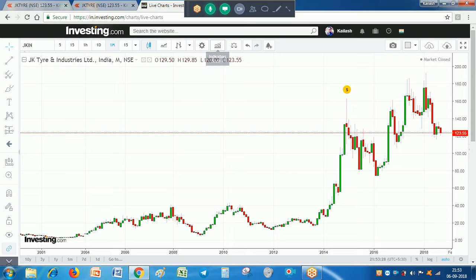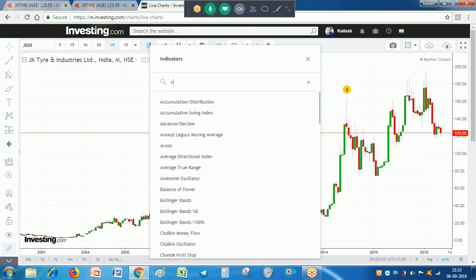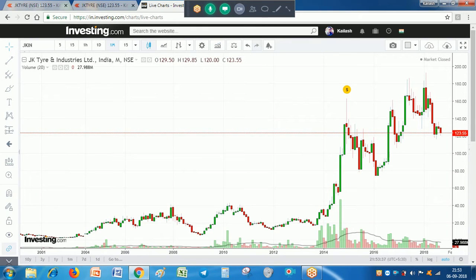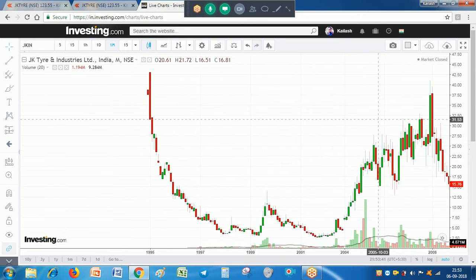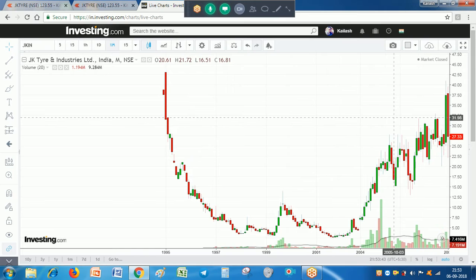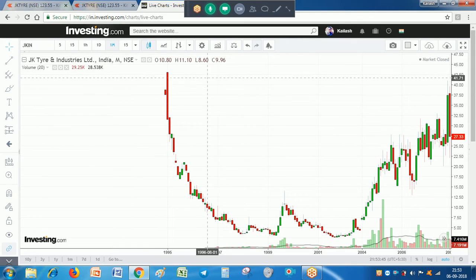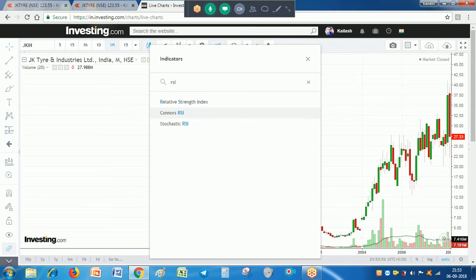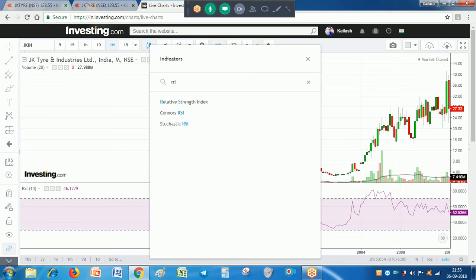Okay, so I will just simply add volume only, just to make it simple. So I have added volume. Look at this level, friends. I am telling you about all this level. Let us add RSI also, so that the chart comes to the upper level. Okay, now it is clear.